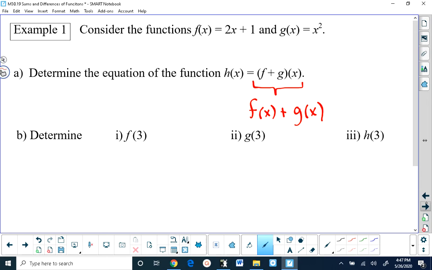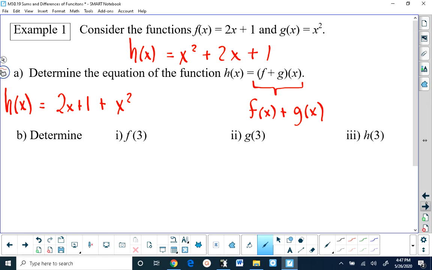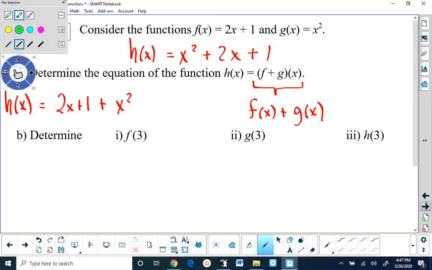It's just a different way to say we're going to add these two things together, which means that h of x will be equal to f of x, which is 2x plus 1, plus g of x, which is x squared, and we would probably write that as h of x equals x squared plus 2x plus 1, because when we write quadratic expressions, we usually put the quadratic term first. So this is h of x.